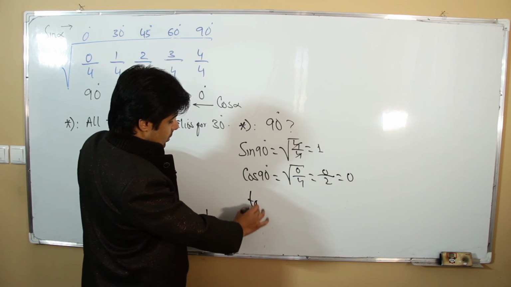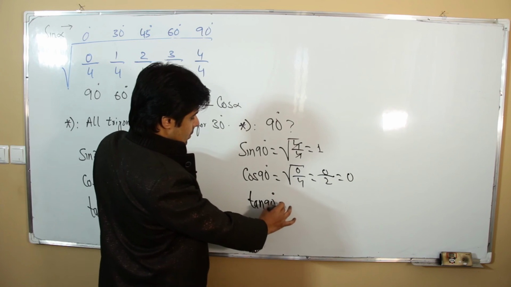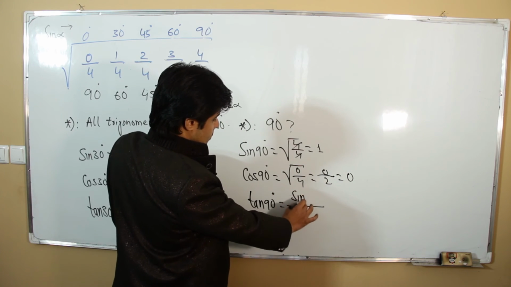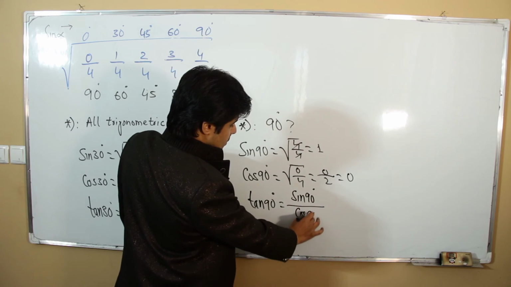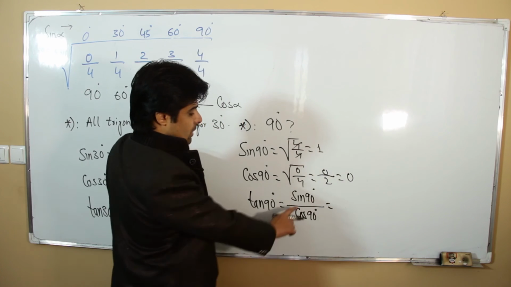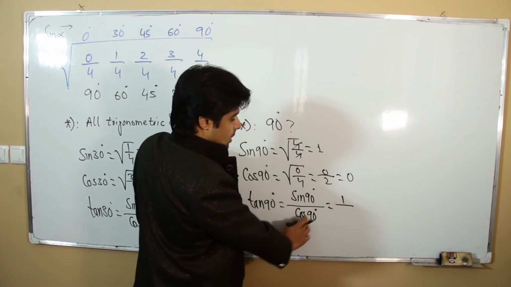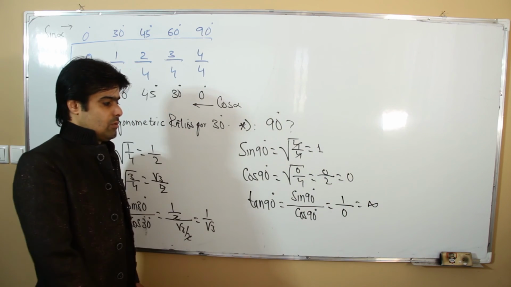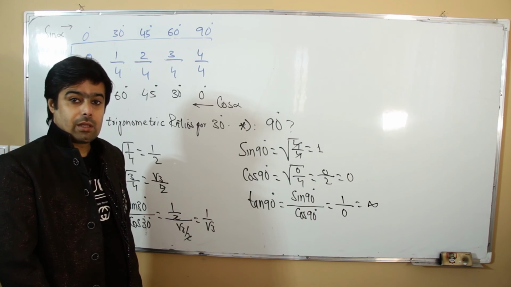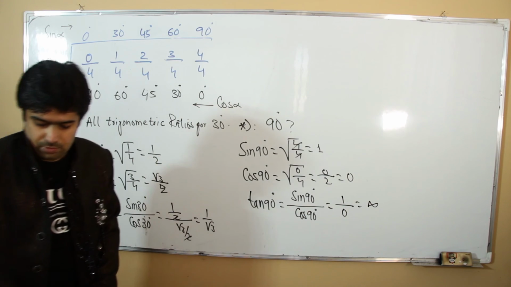Now, tangent of 90. This one is sine 90 divided by cosine 90 degree. So sine 90 is 1, cosine 90 is 0. 1 divided by 0 is infinity, which is not defined. I think you have got it. Write it, please.